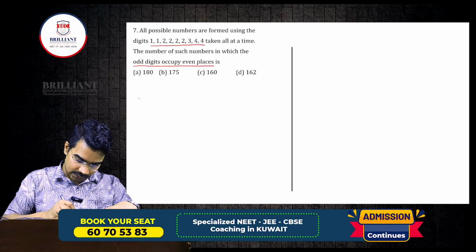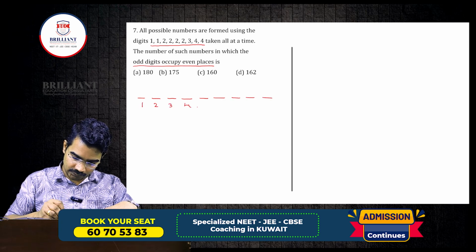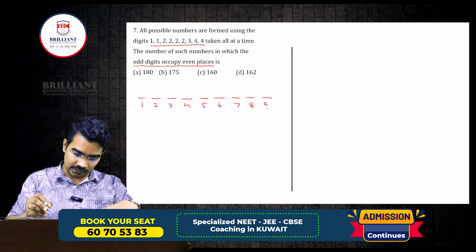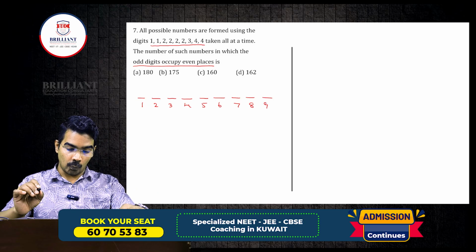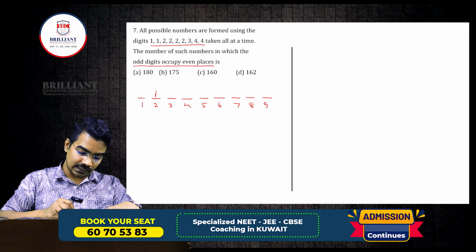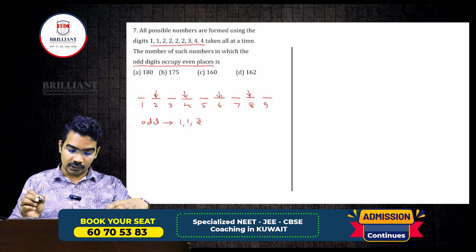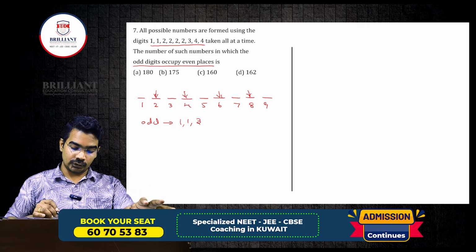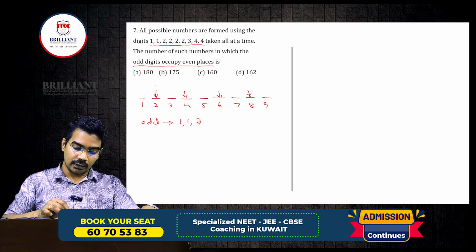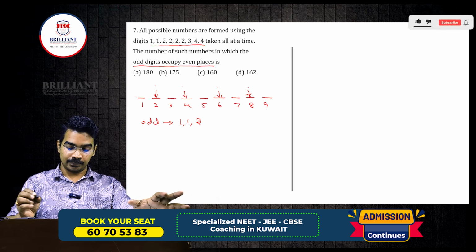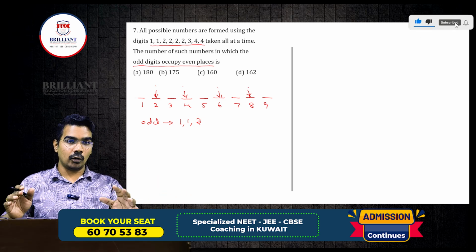So let's write 1, 2, 3, 4, 5, 6, 7, 8, 9. So this is the first, second, third, fourth, fifth, sixth, seventh, eighth and ninth. What is said? Odd digits should occupy even places. Which are the even places? Second, fourth, sixth and eighth. So 1 is there, again 1 is there, then 3 is there. So these are the odd digits. These odd digits should occupy even places. That is 4 slots are there, and the rest can be occupied in the remaining slots.